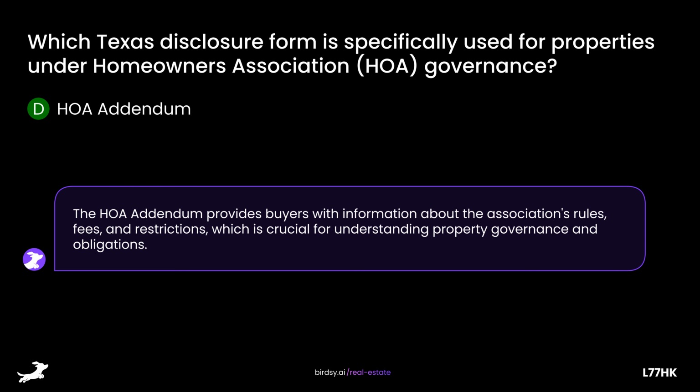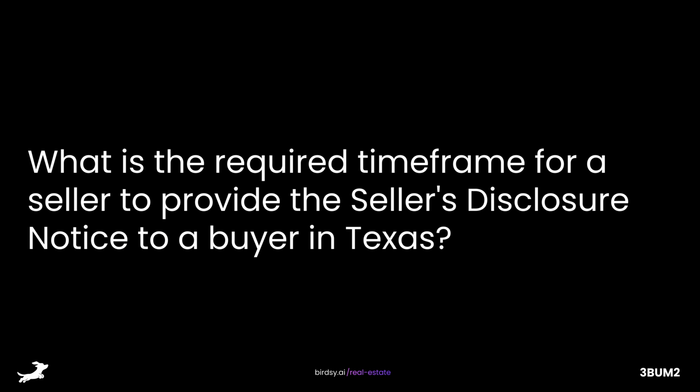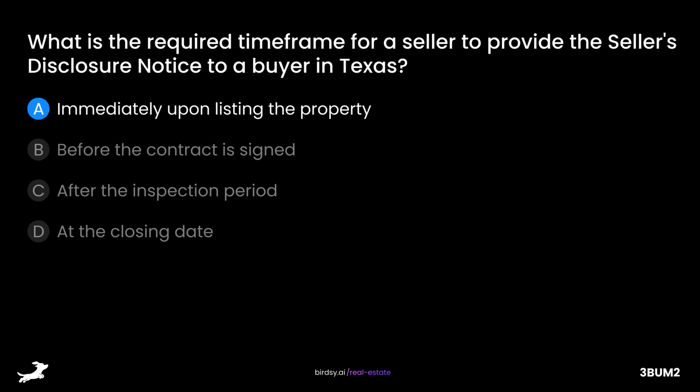The HOA addendum provides buyers with information about the association's rules, fees, and restrictions, which is crucial for understanding property governance and obligations. What is the required time frame for a seller to provide the seller's disclosure notice to a buyer in Texas? Is it A, immediately upon listing the property, B, before the contract is signed, C, after the inspection period, or D, at the closing date? The answer is B, before the contract is signed.